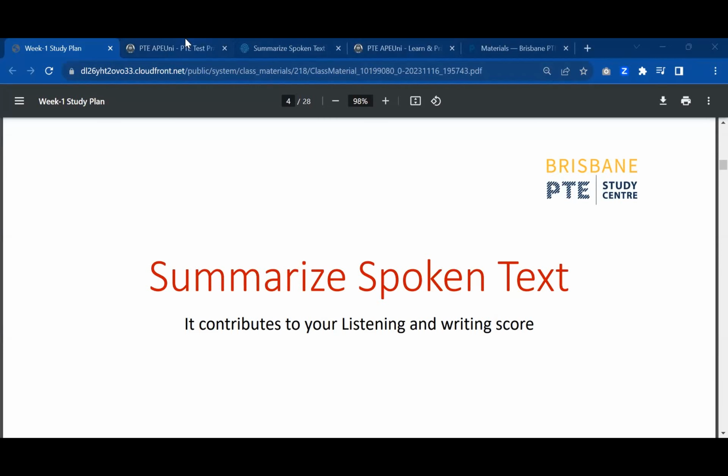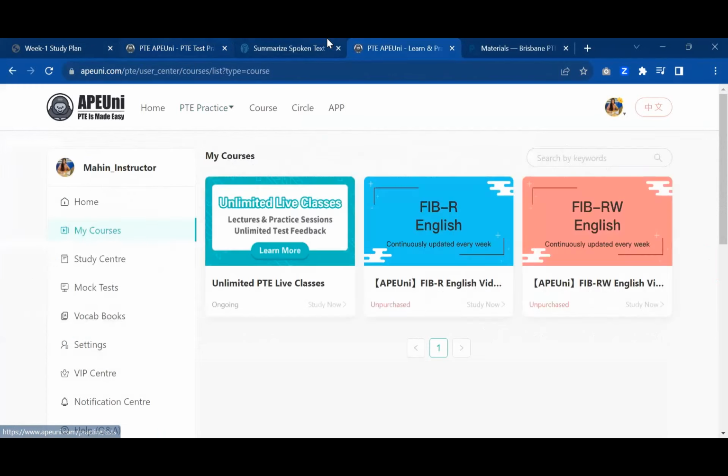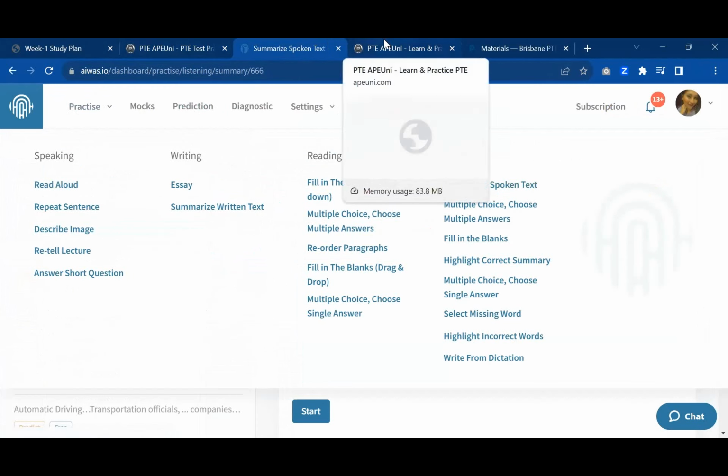Whenever you go to PTE, you will see that the very first topic of the listening section is summarize spoken text. Similarly, if you go to iWAS Plus, you will also see the first topic of the listening section is SST, or summarize spoken text.